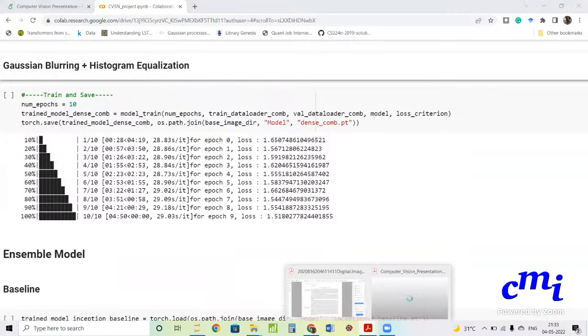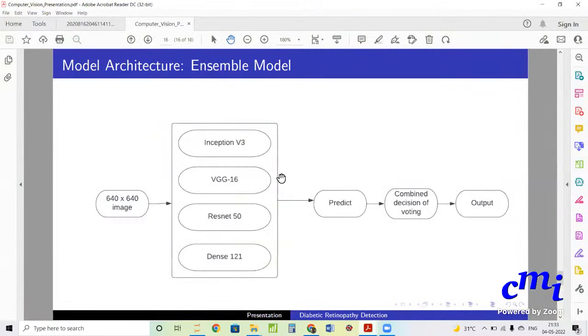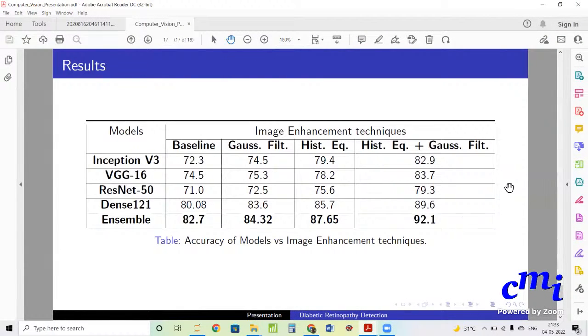Next, we'll be moving on to the results. So we have plotted the accuracy of the various models discussed above versus the image enhancement techniques. As we can see, Inception V3 has the lowest number of parameters, and as a result it has shown an increasing performance in baseline, Gaussian filtering, histogram equalization, and finally the combination of them. Similar patterns are observed in VGG16, ResNet 50, and DenseNet 121 and so on.